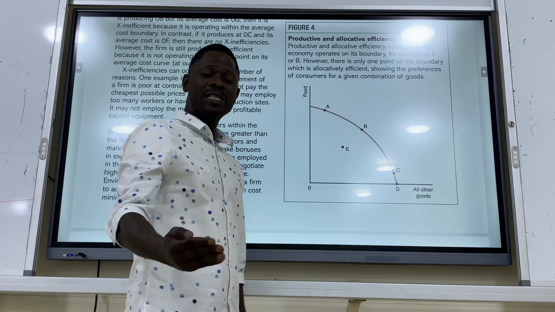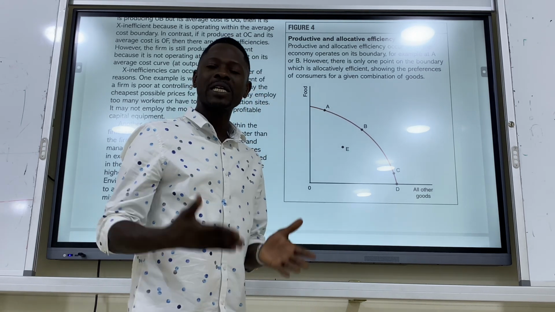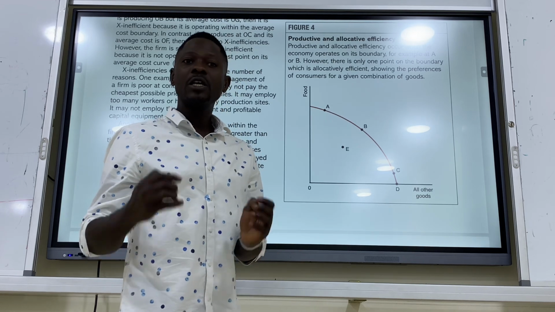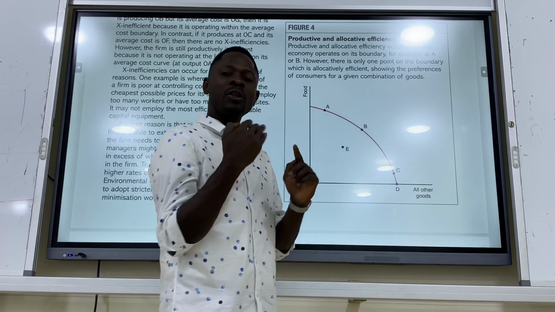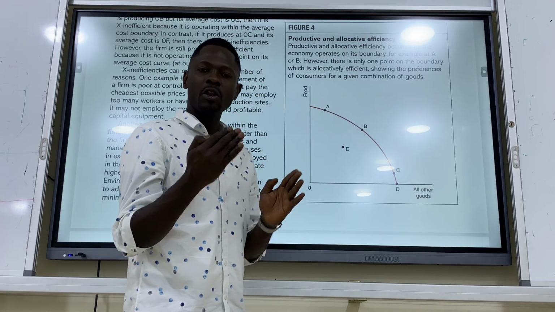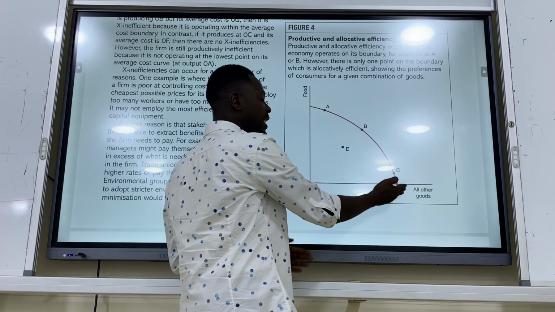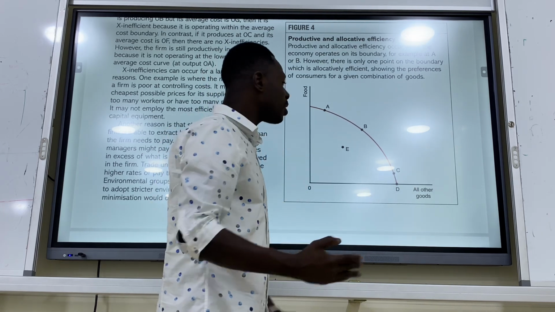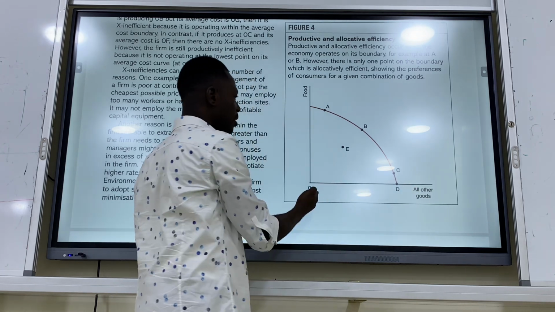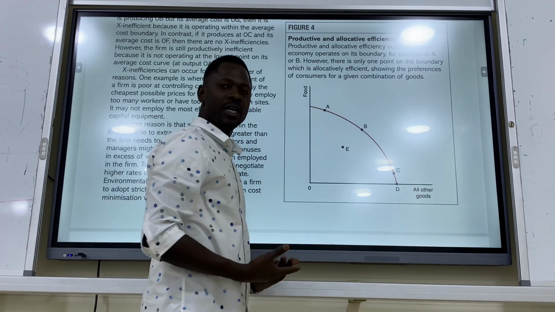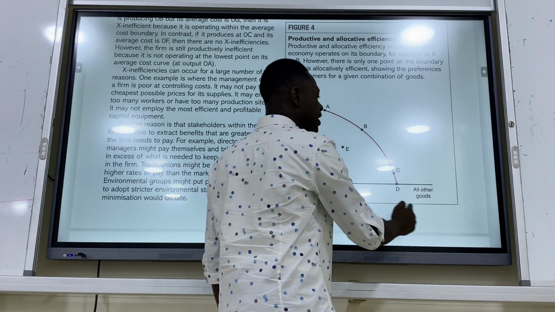And when we talk about allocative efficiency, it means the right combination of goods are being produced to maximize the welfare of consumers, not channeling the resources of an economy or the resources of the firm to producing one thing. At this point D, it means consumers do not have other choices than to consume all other goods without food. So what happens to those who need food? They won't be able to get food. As a result of that, there's allocative inefficiency.